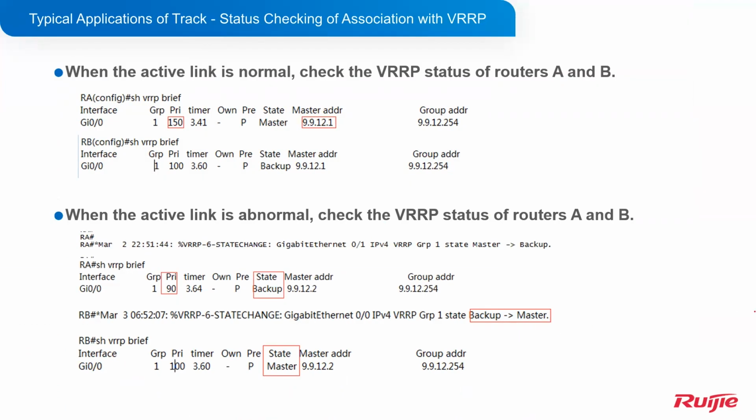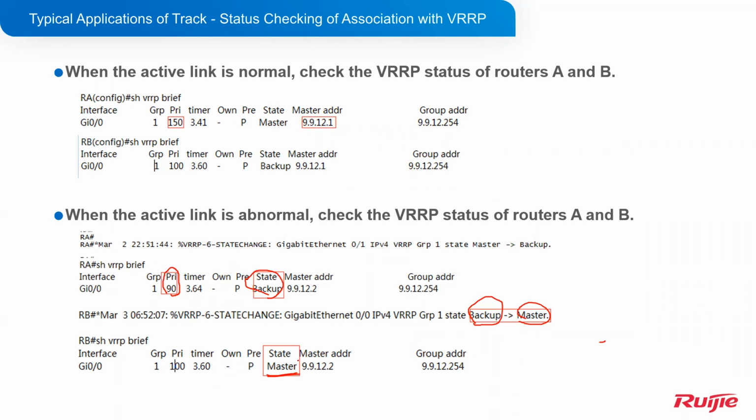When the active link is normal, you use display vrrp brief on both router A and router B, you can find that the master ID here is 9.9.12.1. Actually, it's router A. Right. When the active link is abnormal, you can find router A becomes the backup, and the priority has been decreased by 60 from 150 to 90. Right. And on router B, you can find it has switched from backup to master, and you can see it's a master already, right?